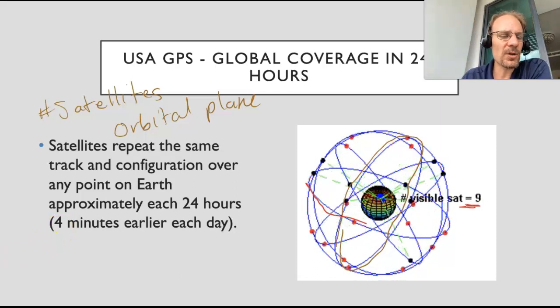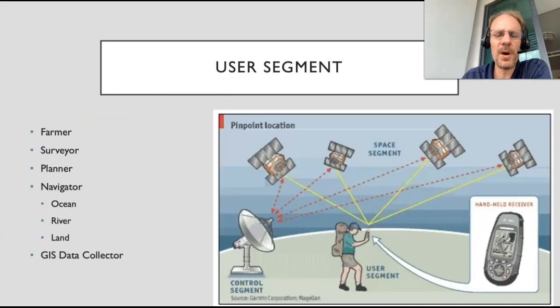The user segment, as mentioned earlier, is you, and how you might use GPS. In the introduction, we had some videos that you can watch on YouTube that show how farmers in agriculture use GPS. But we have surveyors, navigation, and many other ways that we use GPS, or GNSS, our global navigation satellite systems. The user segment is us, and that's us using it. How do we use GIS?